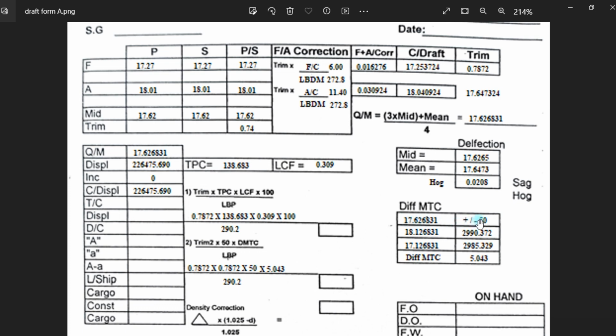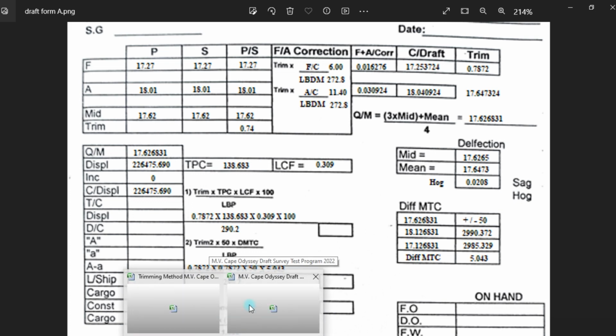In the same manner, you deduct 50 from the quarter mean drop. Deduct 50 from this one, and the value will be 17.126831. If you notice, it is a 1 meter difference. You add 50 here, and you deduct 50 here, that will be a 1 meter difference. So we will get the value of 18.126831 and the value of 17.126831.